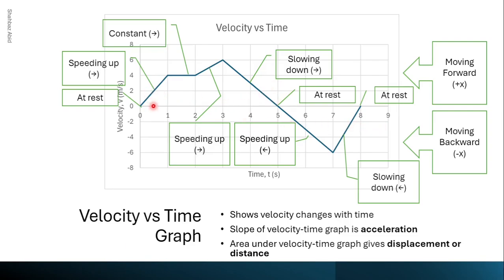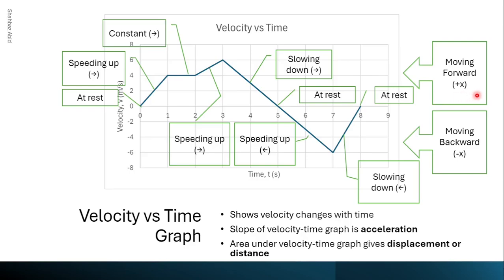When the graph is on the x-axis, the velocity is equal to 0, which in other words means that the object is at rest. So in this example, when time is equal to 0, when time is equal to 5, and when time is equal to 8 seconds, the object is at rest. All the graph that is above the x-axis will be having an object moving forward, and all the graph that is below the x-axis will be having an object moving backward.